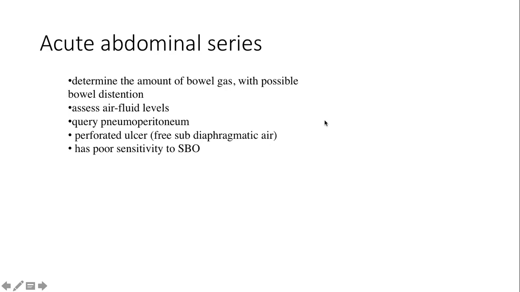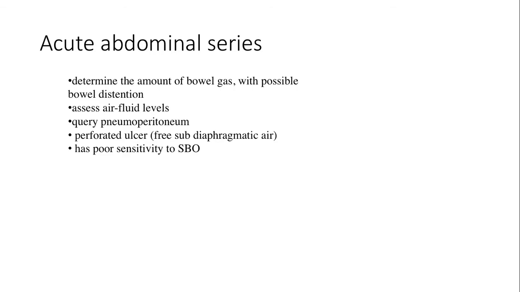Alright, so let's talk about the acute abdominal series. This is a very crucial exam when it comes to abdomen x-rays. A high percentage of abdomen x-rays are requested in the form of an acute abdominal series, abbreviated as AAS. So what is an acute abdominal series?